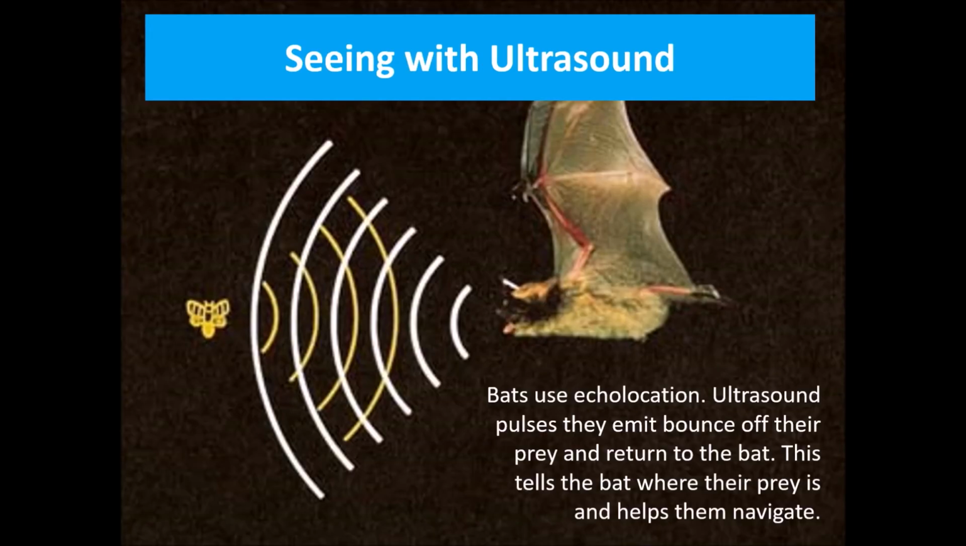Here's another example. This is how a bat sees at night. They also use echolocation, so they emit ultrasound pulses, and they bounce off the prey. This is an unfortunate moth, and then they return to the bat. So the bat can then work out how far away the moth is, and it also helps them navigate away from the side of a cave or a tree.